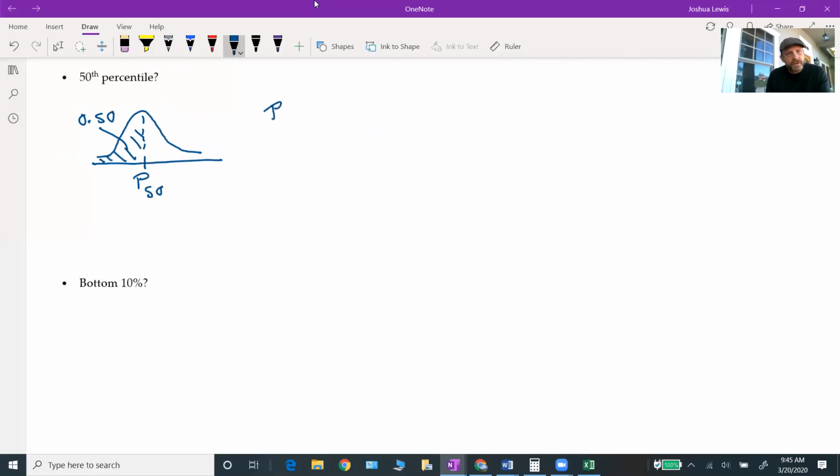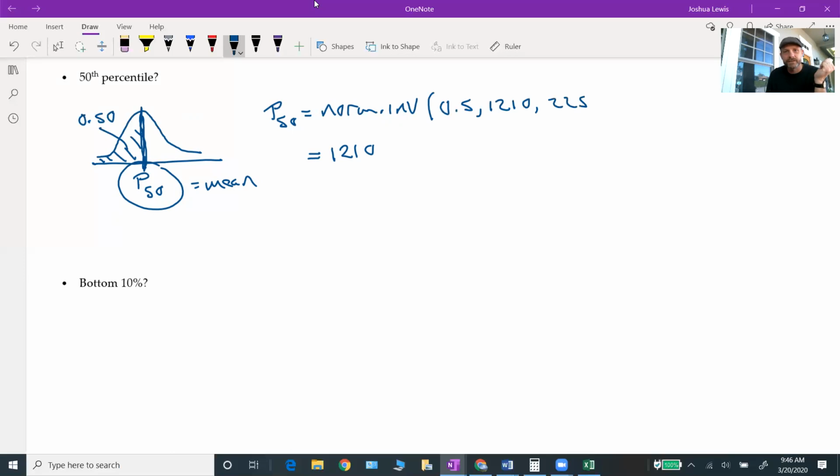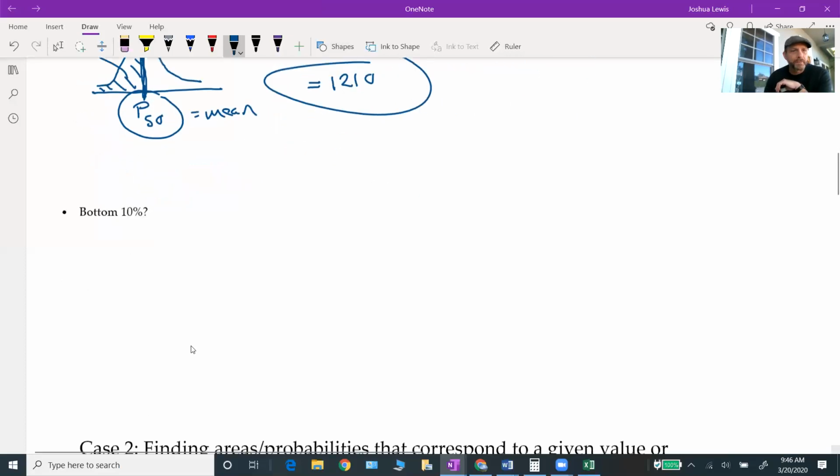And so since I did the last one, I'm just going to go on autopilot here and say norm dot inverse. Oh, wait, let's not go on autopilot. Think about this for a second. 50th percentile. So what value has half the area to its left? Oh, P50, the 50th percentile, is just the mean. So P50 is 1210, okay? And if you want, there's nothing wrong with taking Excel's word for it over mine, if that's your inclination. Well, you'll get 1210.